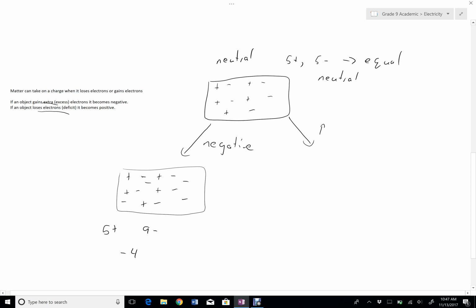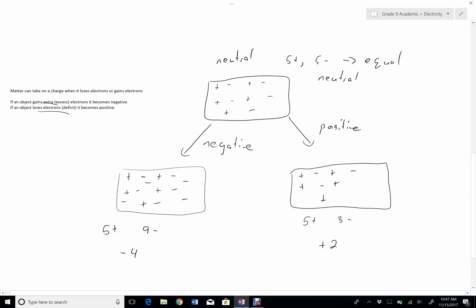Alternatively, to become positive, again, a material does not get extra protons. The number of protons remains constant because the protons are large and in the nucleus. So to get positive, what an object does is it loses electrons. So here where I had 5, I'll say I lost a couple and now I only have 3. Now I have 5 positive and 3 negative, and so my overall charge is +2.